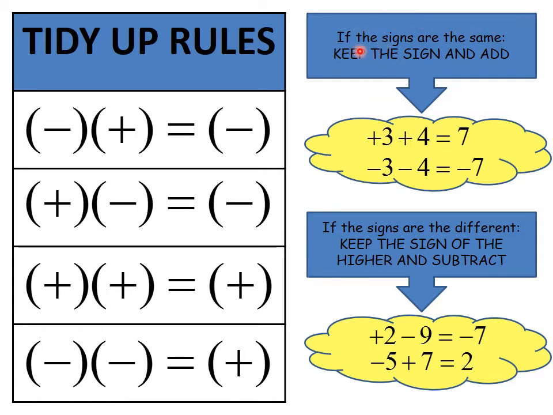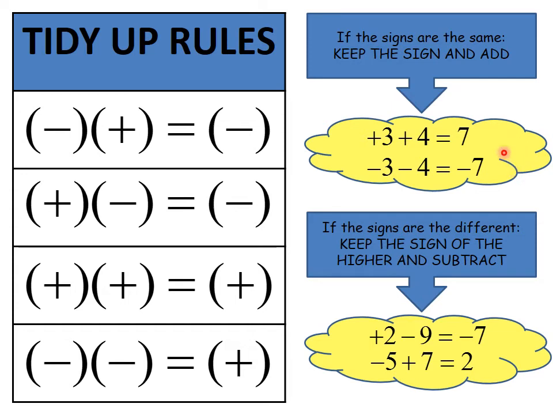If the signs are the same, keep the sign and add. So yes, the signs are the same. So I'm going to keep the sign, which means my answer is going to keep the sign, positive, and I'm just going to add the two numbers. 3 plus 4 is 7. I get positive 7. Okay, what if they were both negative? Well, I'm going to use the same rule because both the signs are the same. This one's negative 3. Now I have negative 4. Keep the sign this time. It's negative. Keep it. 3 plus 4 is 7. I get negative 7. Okay, very easy, very little thinking involved.